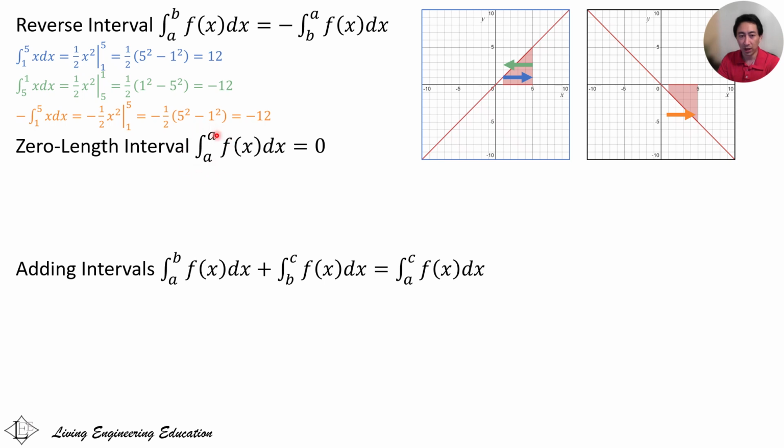Okay, zero length interval. This is the case where you have lower and upper limits with the same value. This will give you an area that's equal to 0.